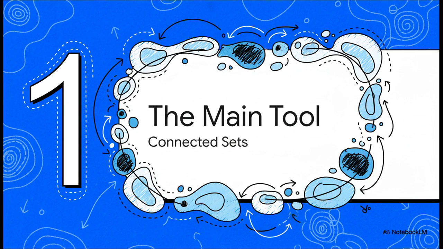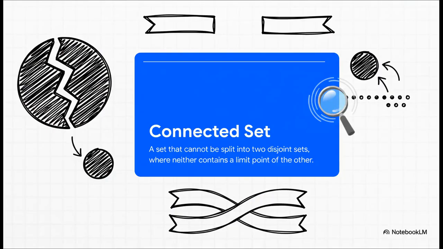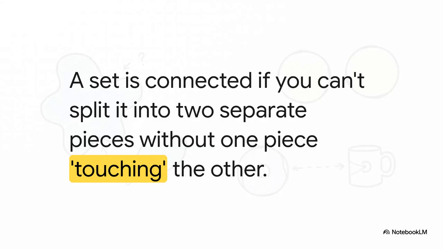Topologists needed a formal way to capture this intuitive feeling of oneness, and what they came up with was the brilliant concept of a connected set. Okay, I know this definition looks a little intense at first glance. It's packed with all these terms like disjoint, union, and limit points. But trust me, the idea it's describing is actually incredibly elegant. It's a classic mathematical move. You define something by what it isn't. So let's translate that formal language into something we can really grab onto.